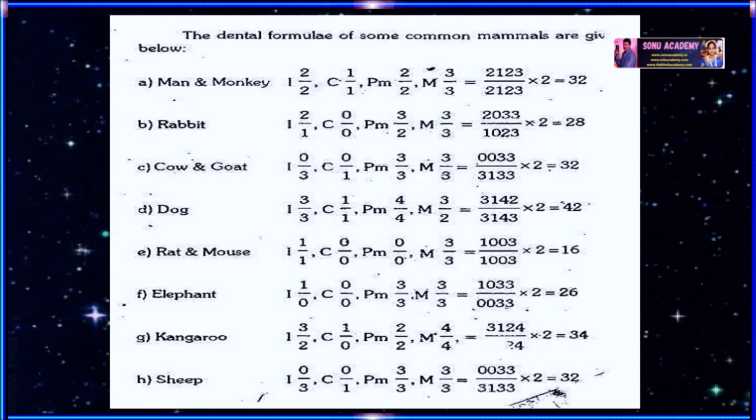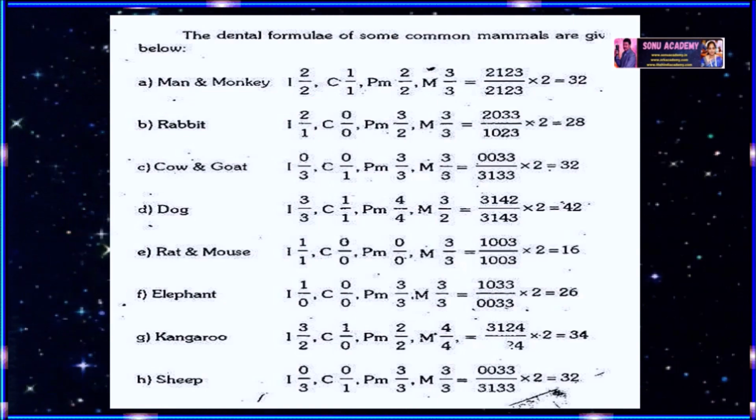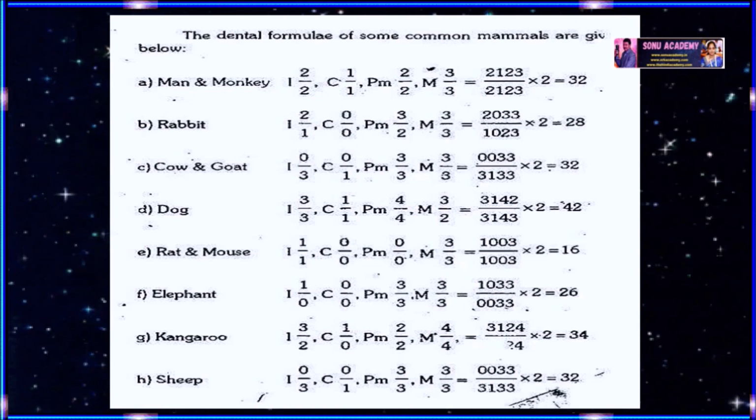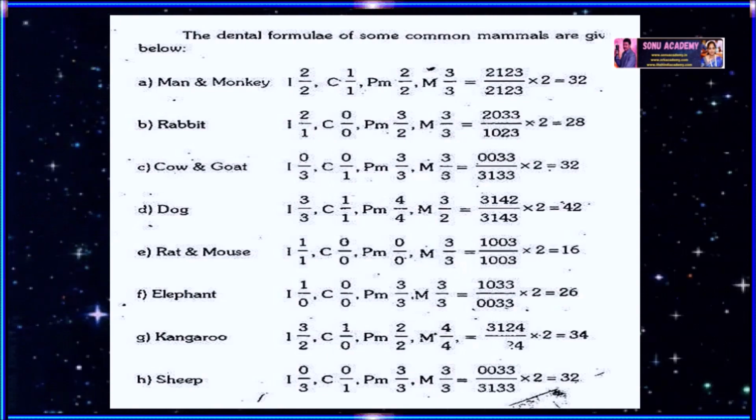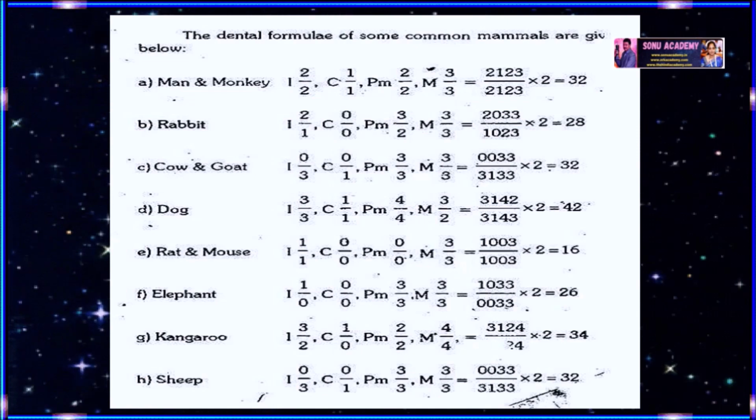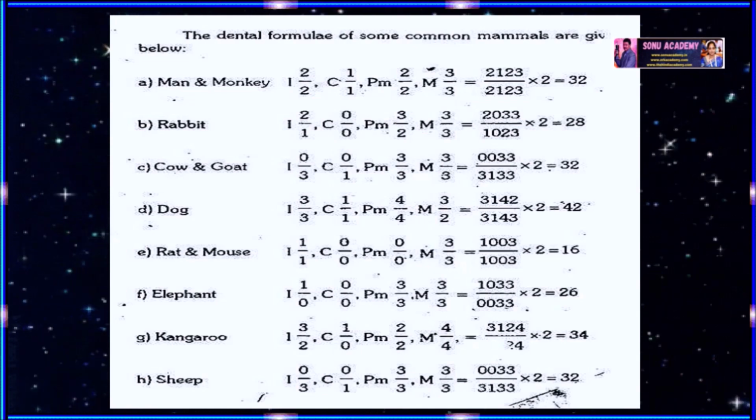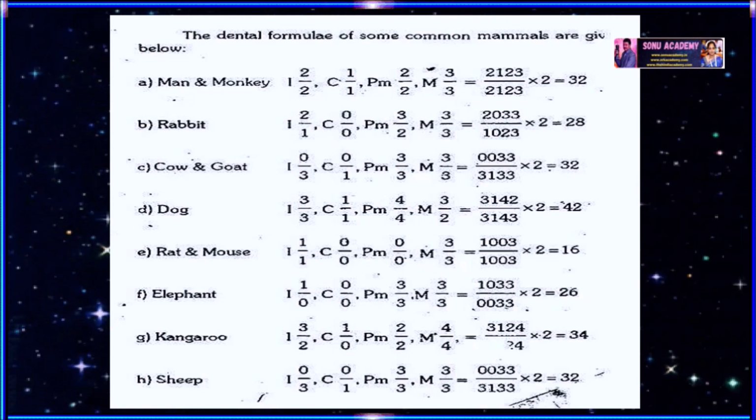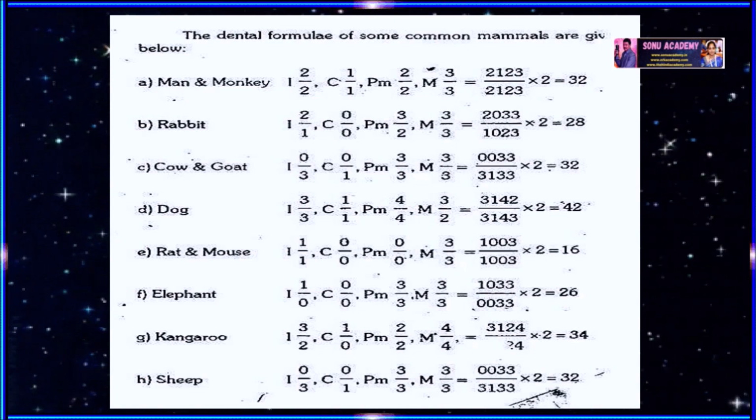Now let us discuss the dental formula in kangaroo. Kangaroos have incisors 3 by 2, canines 1 by 0, premolars 2 by 2, molars 4 by 4. It represents 3124 and 2024, into 2, meaning 2 sets, which represents the total number 34.